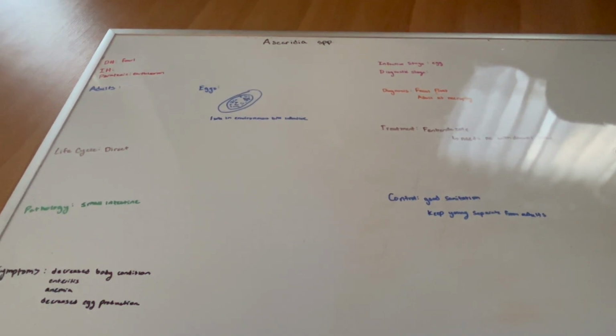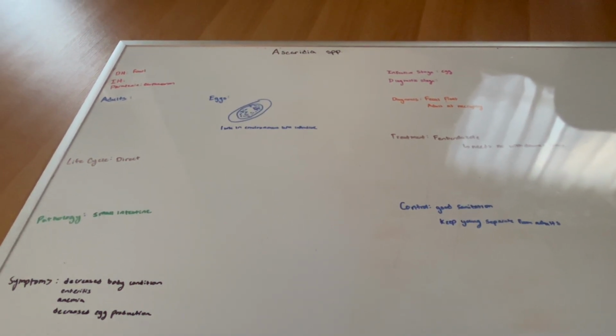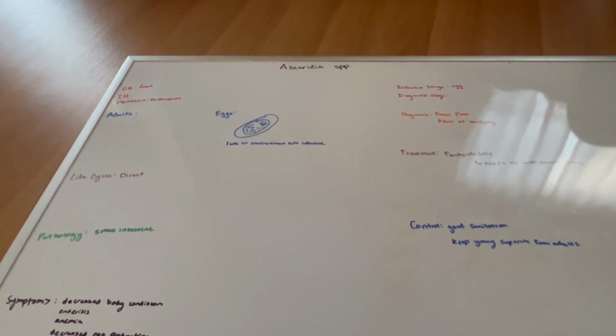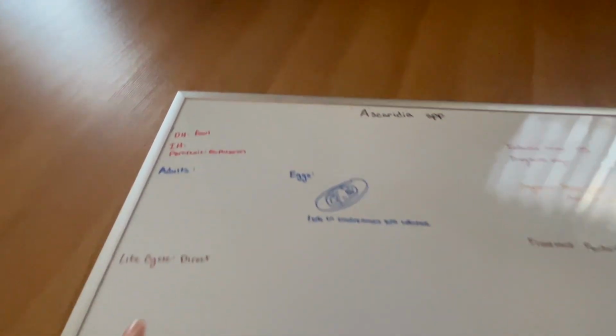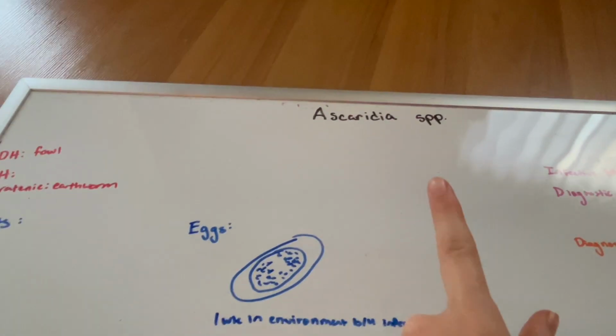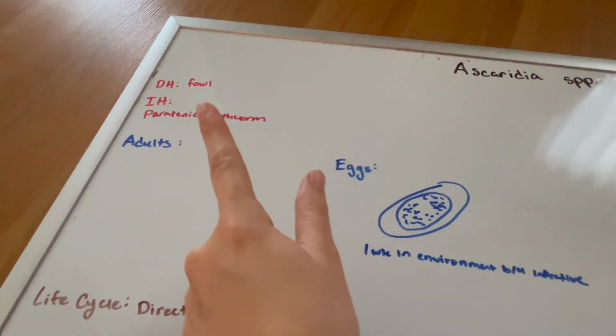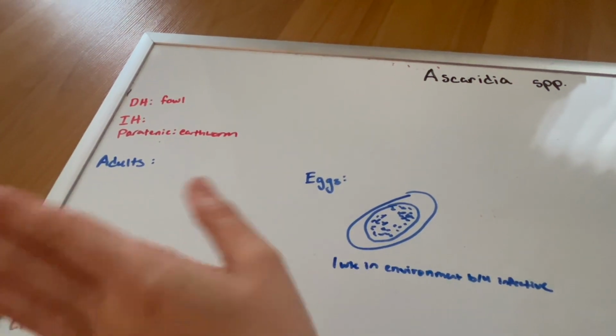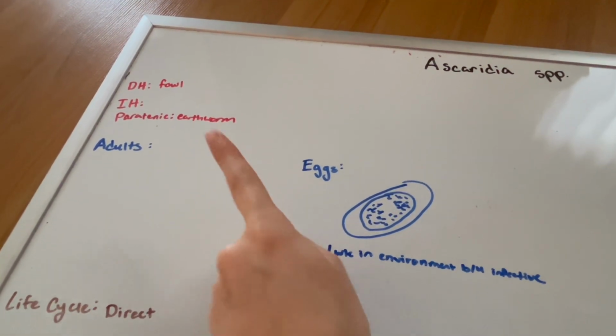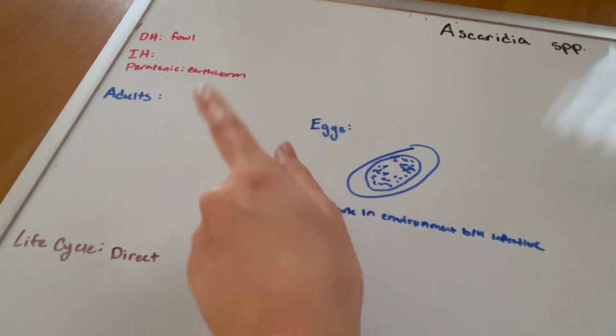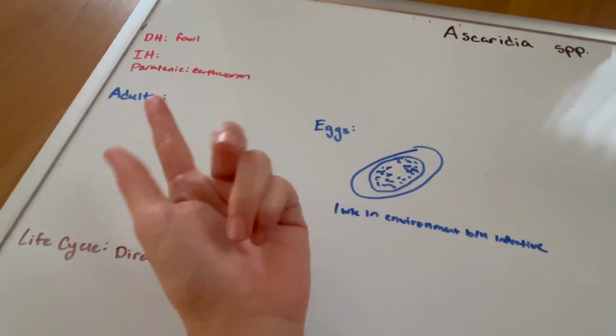So this video is going to start with our chickens. And so we have our Ascaridia species, so it is going to be in the fowl, so our chickens and our birds. Paratenic host is going to be an earthworm. Most of the life cycle is direct, but it can go to an earthworm and then they ingest the earthworm as well.